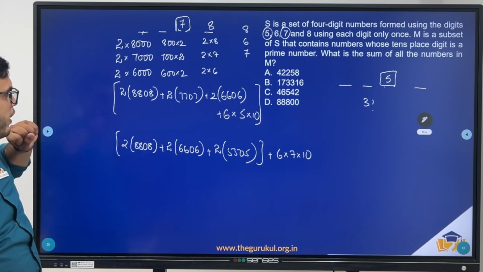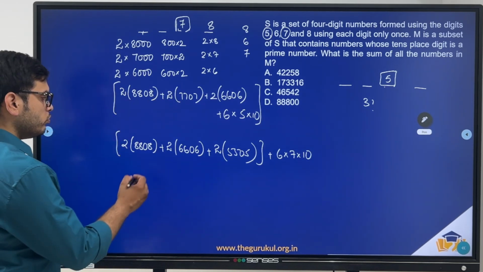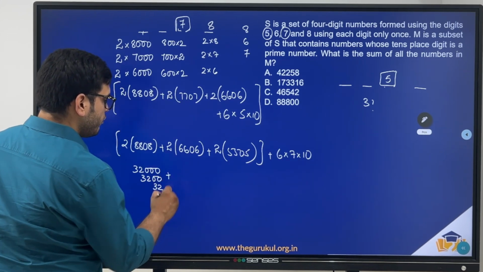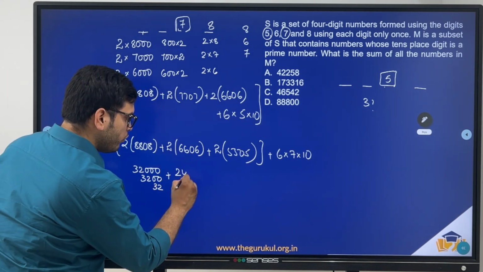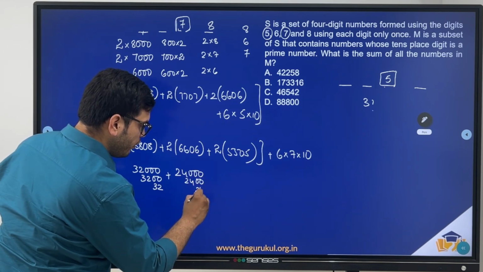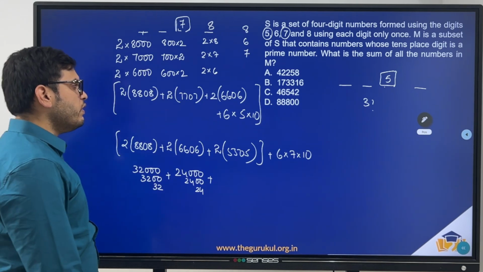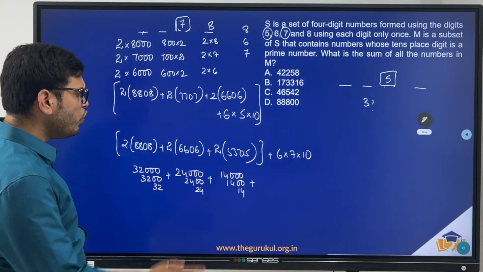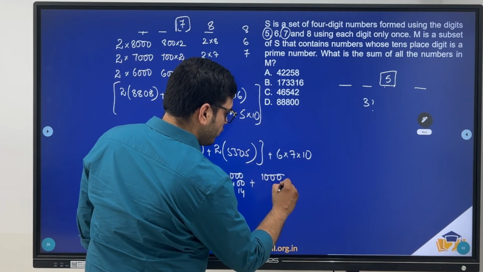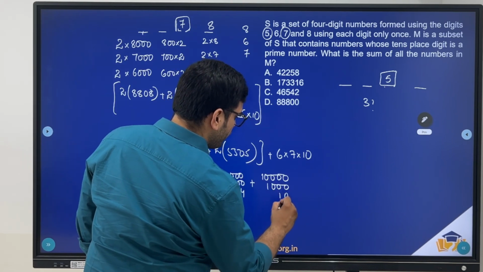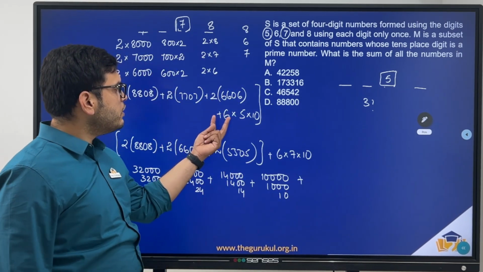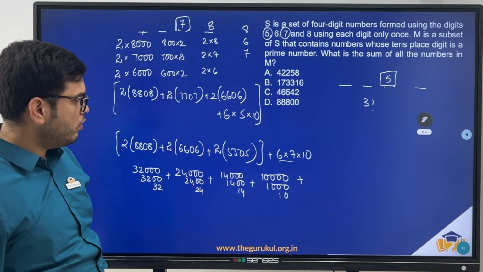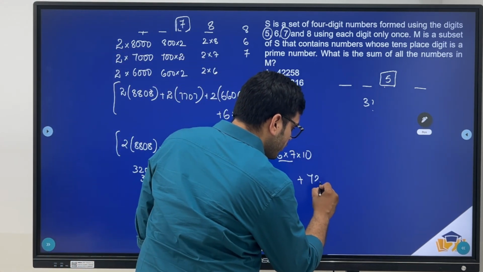Done. Right. Now, if I take common 8808 into 4, that would be 32,000 plus 3,200 plus 32 plus 6606 into 4, 24,000 plus 2,400 plus 24 plus 2 into 7,707, 14,000 plus 1,400 plus 14 plus 2 into 5505, 10,000 plus 1,000 plus 10 plus 6 into 5, 30, 30 into 10, 300 and 6 into 7, 42, 42 into 10, 420, 300 plus 420, 720.